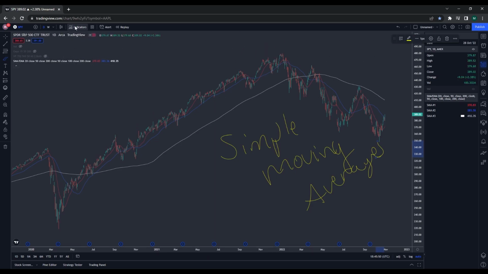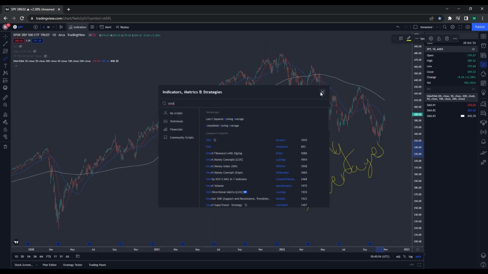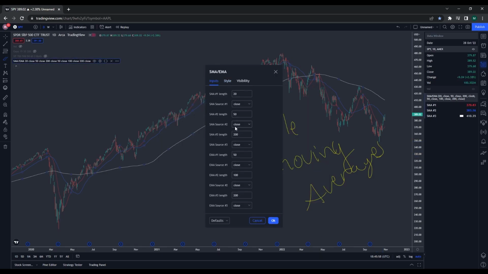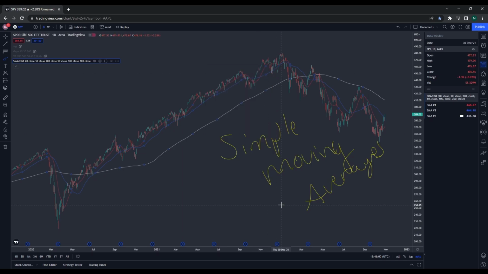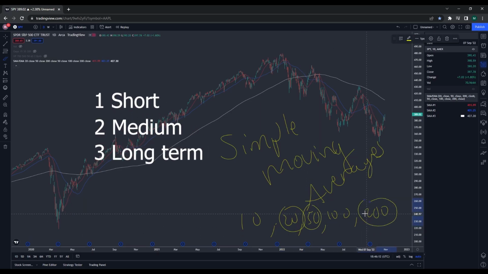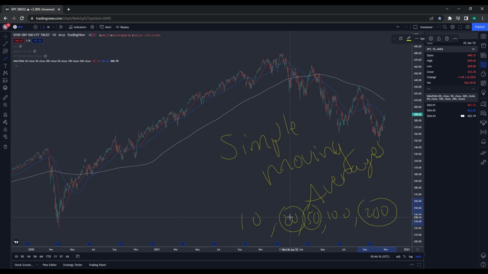You can set these up on your chart by clicking indicators in TradingView and typing in SMA or simple moving average. I already have mine set up here for the 20, the 50, and the 200 day. The most popular ones are 10, 20, 50, 100, and 200. But really you're always going to want to have one short term, one medium term, and one long term, so you can identify anytime there's a switchover or what we call a cross.